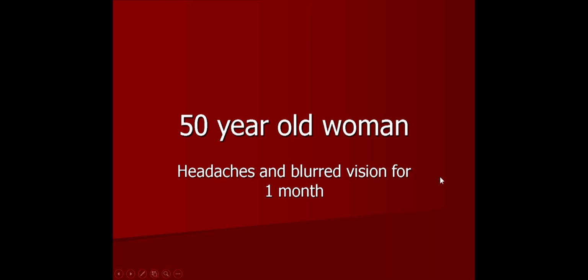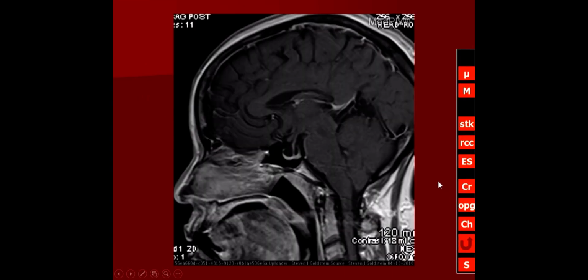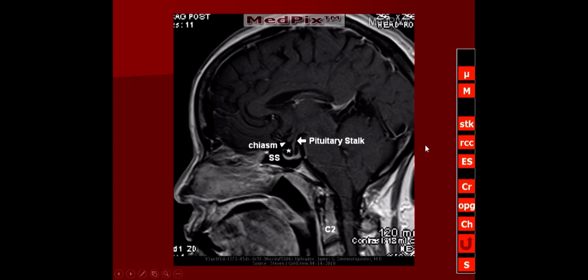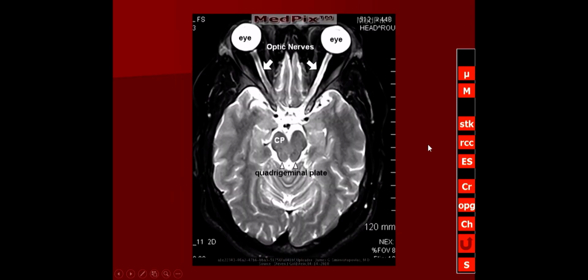Another case for sella and parasellar. A 50-year-old woman has headaches and blurred vision for 1 month. She has papilledema, she's obese. We know that this is probably a patient who's going to have pseudotumor cerebri, perhaps due to some kind of dural sinus stenosis. But we have now CSF herniating into the pituitary fossa. And again, the enhancement of the gland and the stalk may be relatively normal for these patients.